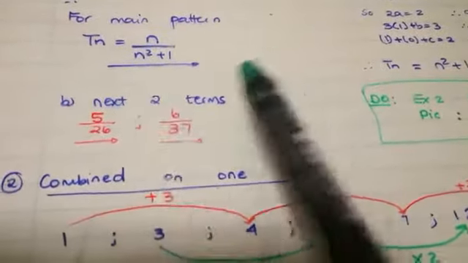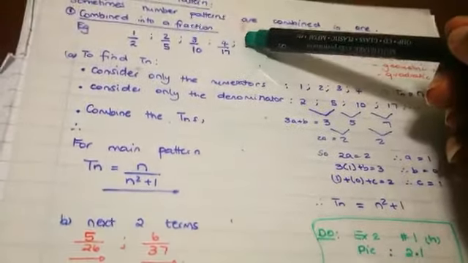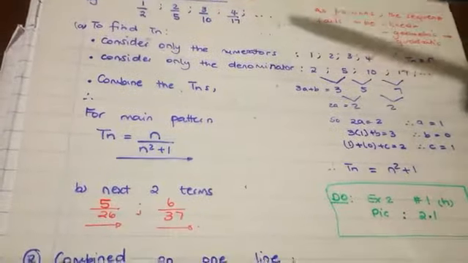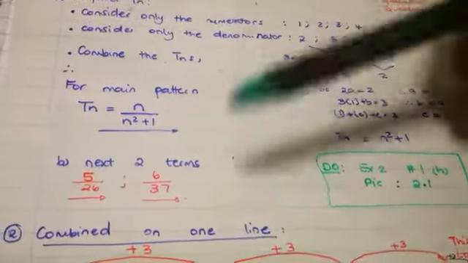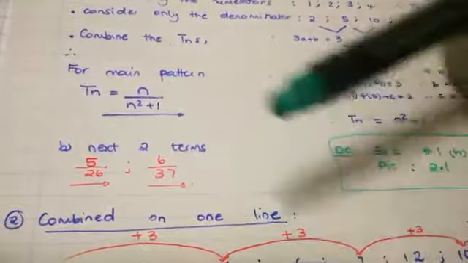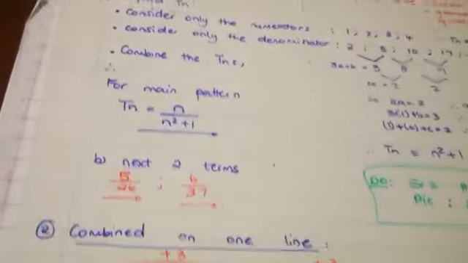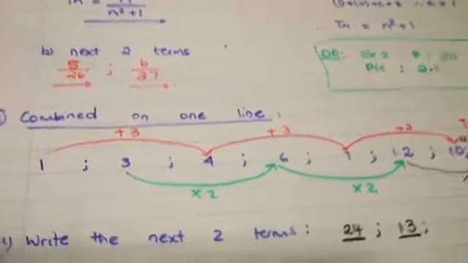The next question that would be asked would be to find the next two terms. So the next n would be 5. You write 5, and at the bottom it will be 5 squared, which is 25, plus 1, which is 26. And then 6 squared is 36, plus 1 is 37. So that's how you would do questions like that.